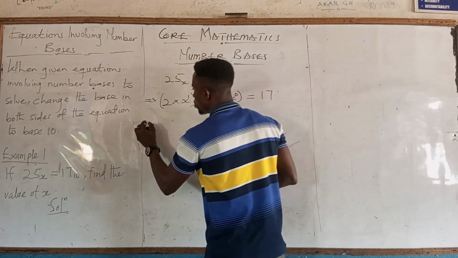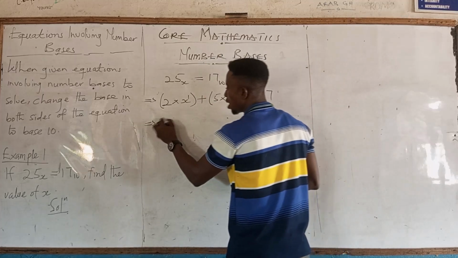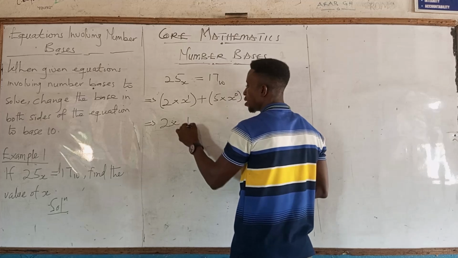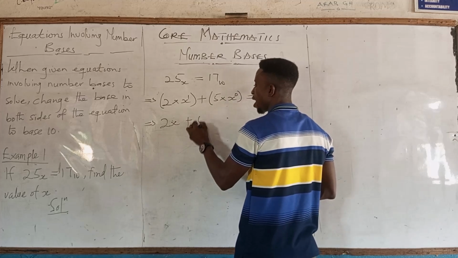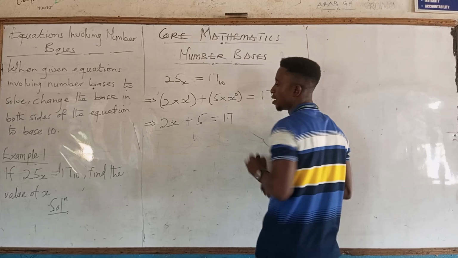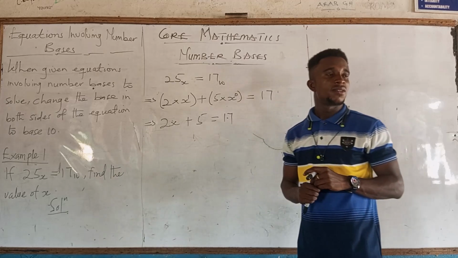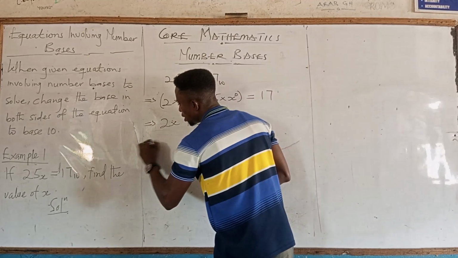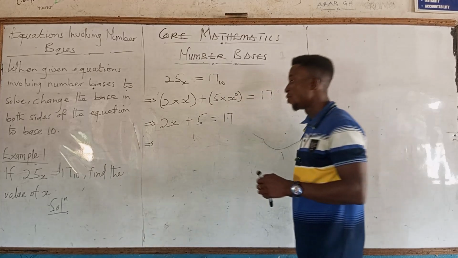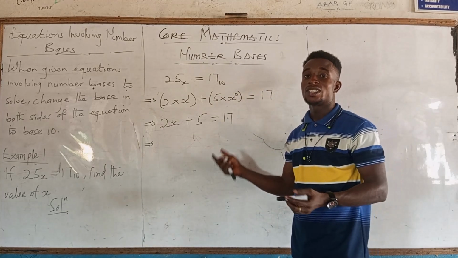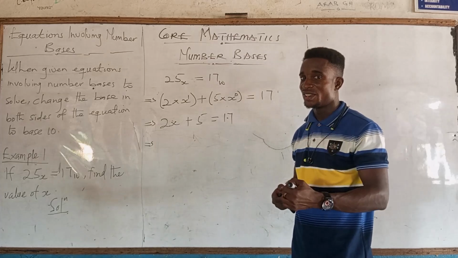Okay, so now we proceed. Solving this one will give me 2x plus 5, which is equal to 17. To proceed, I think we know this is a linear equation. Since we are now having a linear equation, I think we can continue, right?